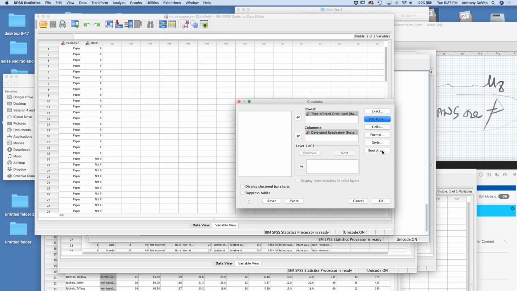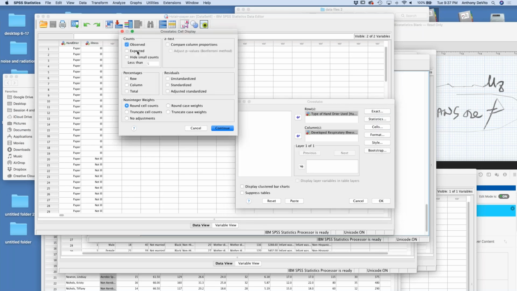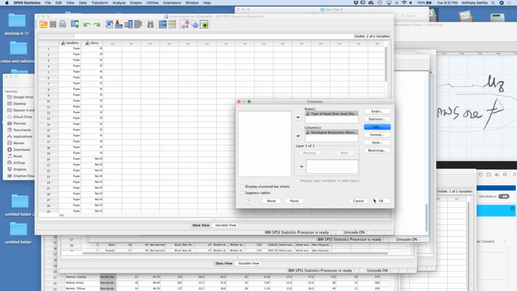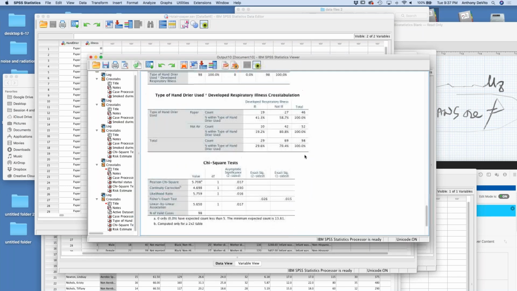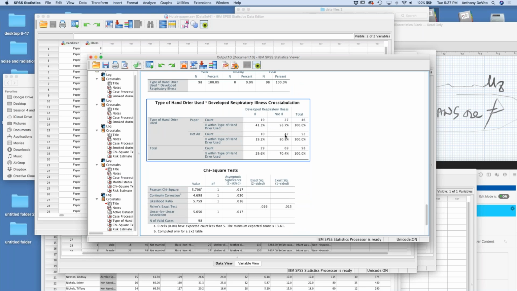And then in cells, I'm going to ask it to calculate the observed values and the percentages by rows. Now let's see what I get out of my output table. I'm accelerating this so that we can get done with it. Okay, so let's see what we get. Okay, so first of all, look, here are our observed values.